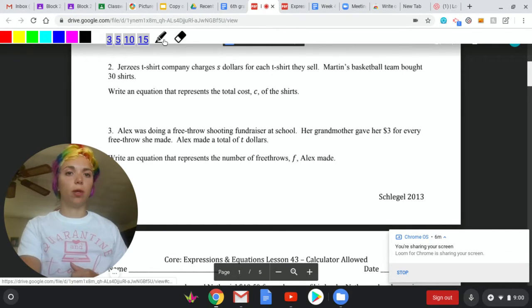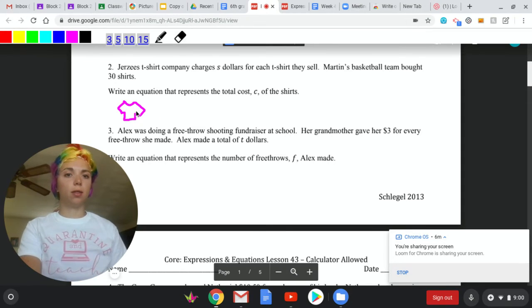So the T-shirt is S dollars. So we don't know how much each one costs, but we know how many we bought. And that is, they bought 30 shirts. So we've got S number of dollars times 30. So very similar to other problems you've done. We can write that as an equation, and we're going to write it in terms of the total cost.